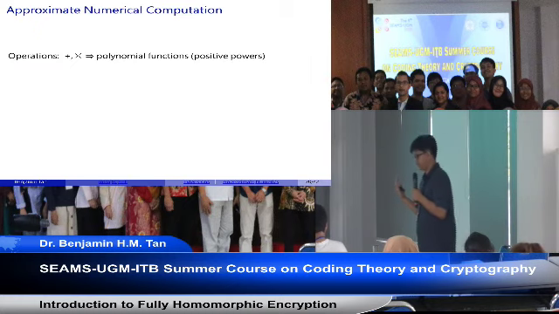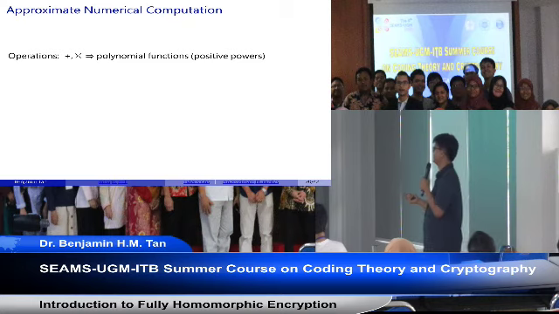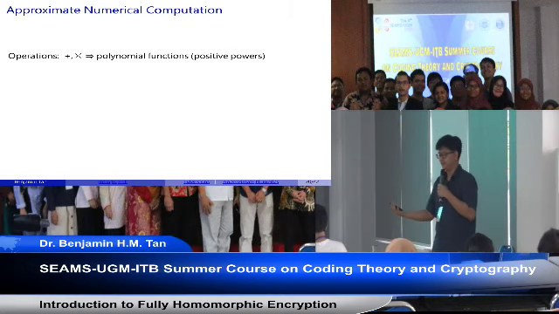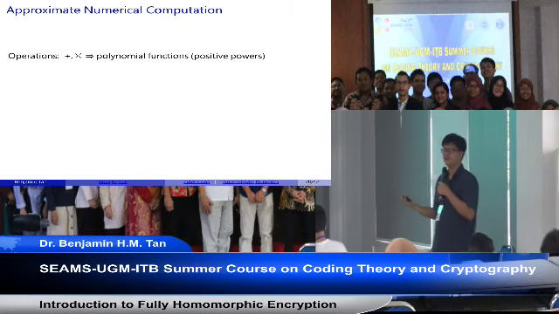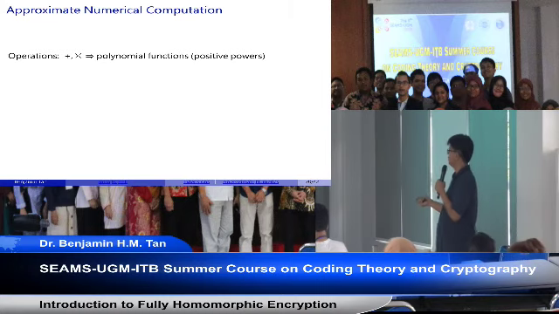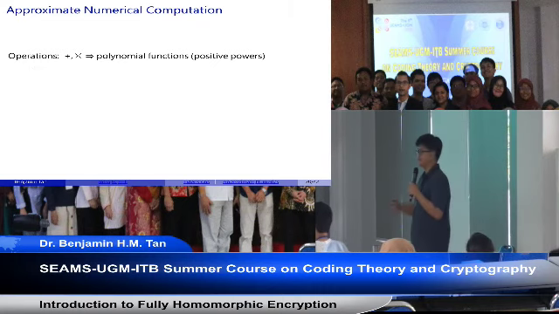Okay, so we said approximate numerics was the topic of this section. Basically, this is why we call it approximate numerical computation. First off, when we encrypted, we already said that we were encrypting an approximation of what we originally wanted. And from here, we can do addition and multiplication. So we could evaluate polynomial functions. But we can actually do more.